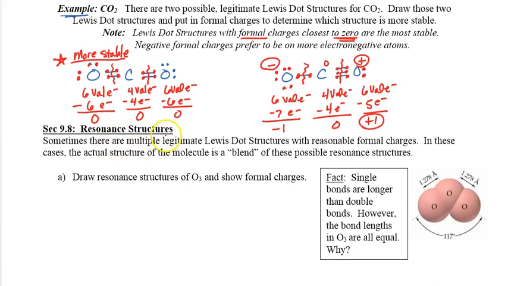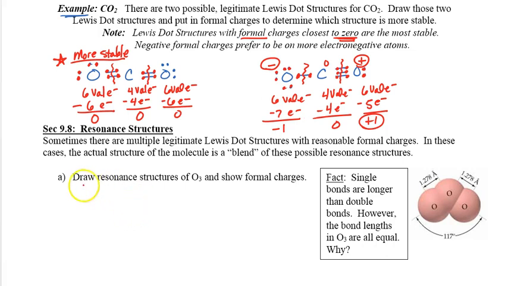So now let's look at resonance structures. So sometimes there are multiple legitimate Lewis dot structures with reasonable formal charges. In these cases, the actual structure of the molecule is a blend of all these possible resonance structures. So sometimes, kind of like this situation, you have 2 structures that are possible. In this case, this one has so much better formal charges. It exists as CO2 with the 2 double bonds, and it doesn't exist as this one here. But sometimes the formal charges are very similar, and so the molecule is represented by these multiple resonance structures.